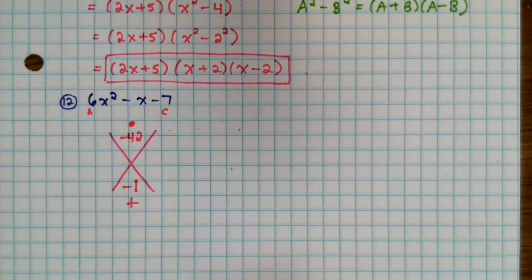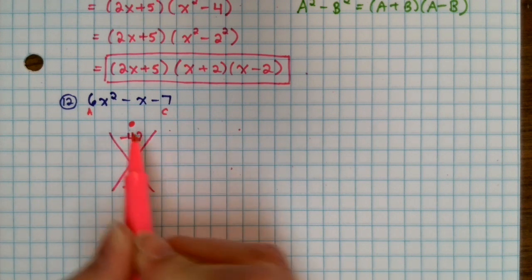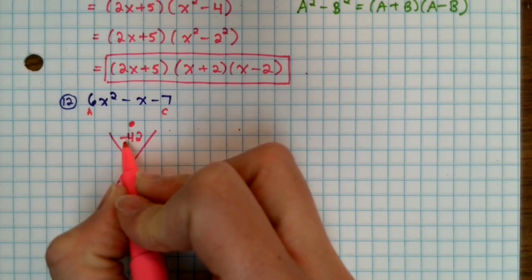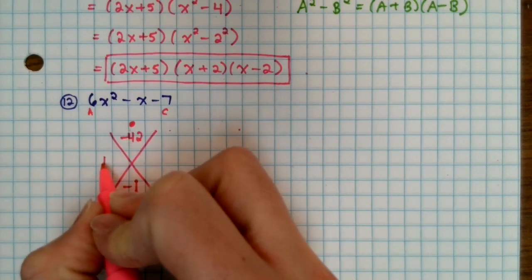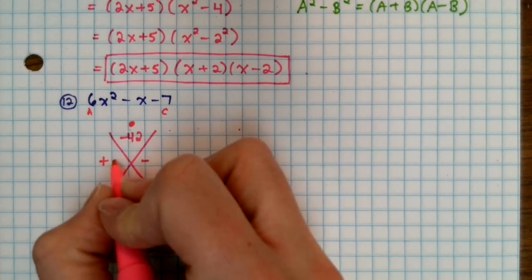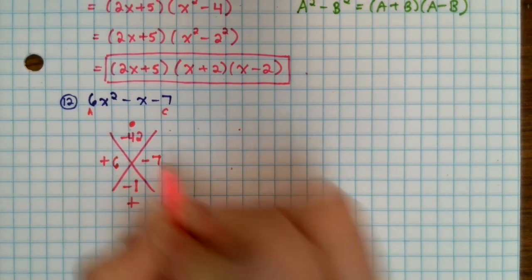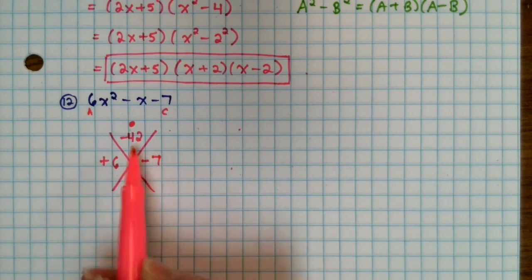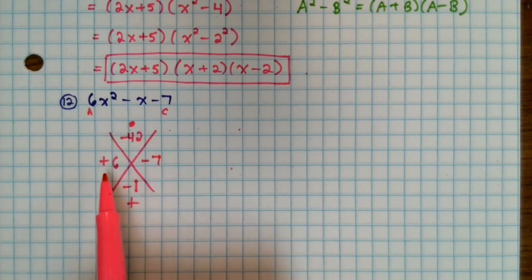So if we think about all of our different factor pairs for 42, the one that's going to have a difference of 1, and the reason we're doing a difference is because this is a negative. To multiply to get to a negative, you're going to have a positive and a negative number, which means you're going to end up subtracting them. That combination is going to be 7 and 6. 6 is our positive number, and 7 is our negative. 6 times negative 7 would be negative 42, but 6 plus negative 7 gives us the negative 1, which is perfect.